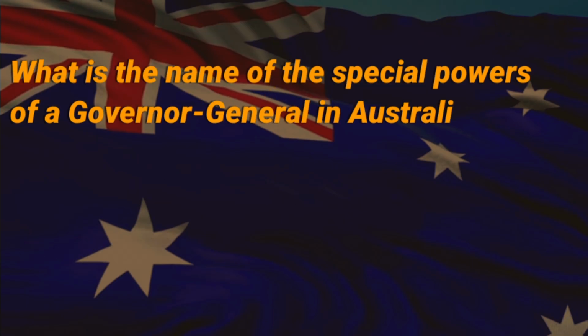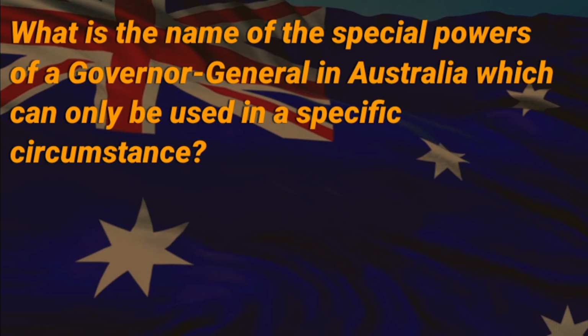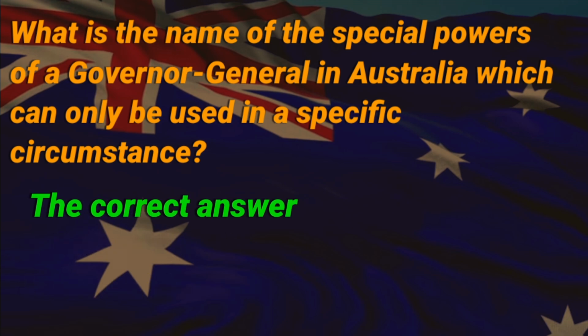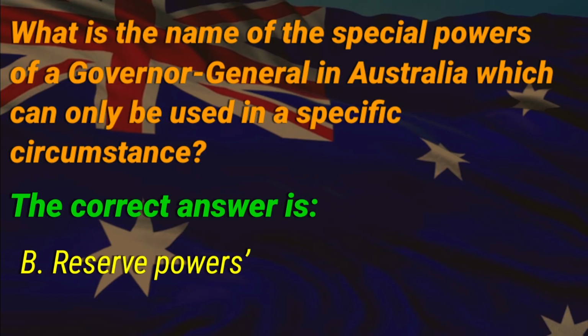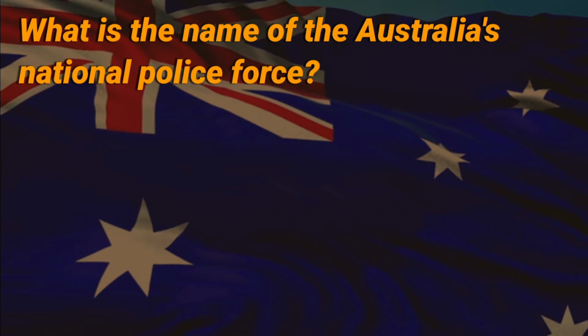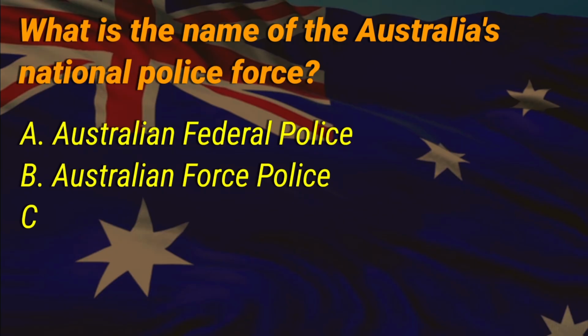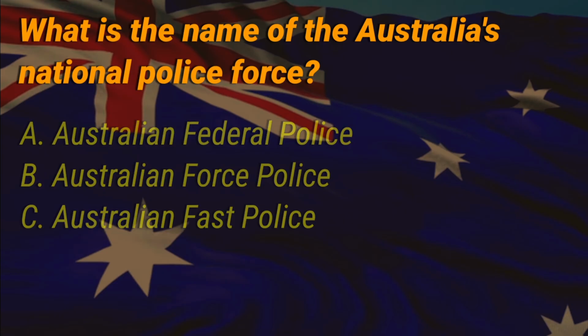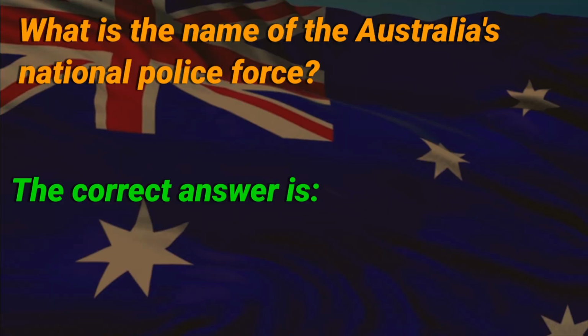What is the name of the special powers of a Governor-General in Australia, which can only be used in a specific circumstance? A. Superpowers. B. Reserve powers. C. None of the above. The correct answer is B. Reserve powers. What is the name of the Australia's National Police Force? A. Australian Federal Police. B. Australian Force Police. C. Australian Fast Police. The correct answer is A.